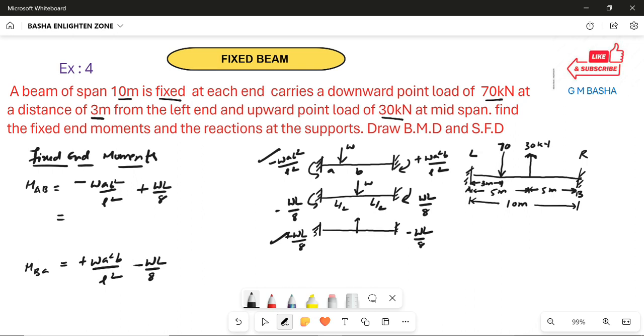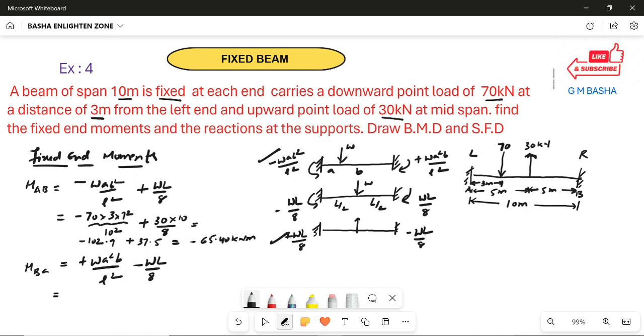So substitute the values. What is W given here? 70. What is a? The distance is 3 meters, and the remaining distance b is 5 plus 2, 7, divided by L square, which is 10 square. Similarly plus the load 30, total length 10, divided by 8. If you simplify this, you will get minus 102.9 plus 37.5. Please simplify using your calculators. Then the value will be around minus 65.40 kilonewton meter.